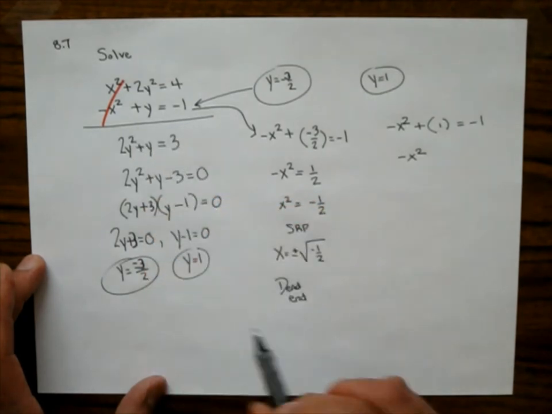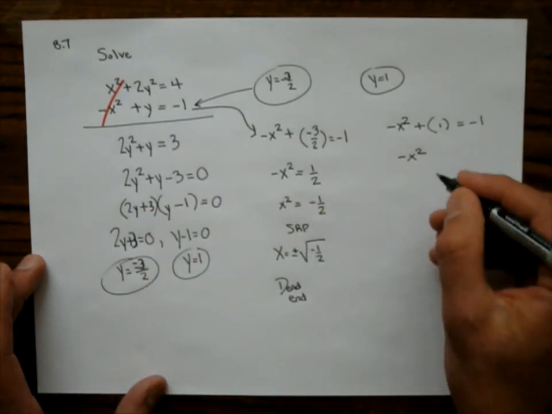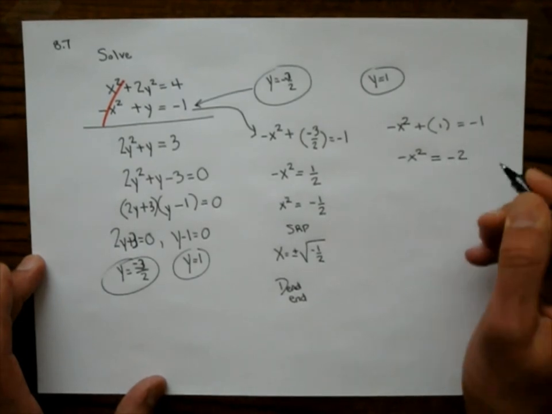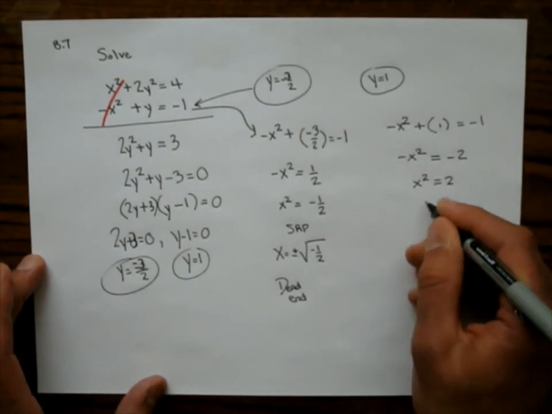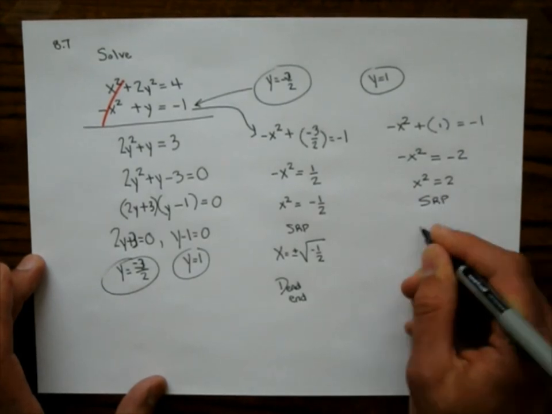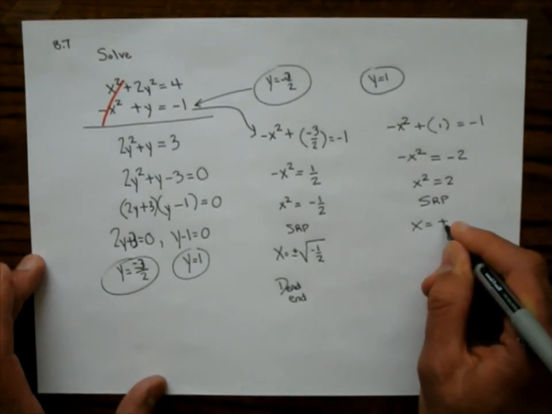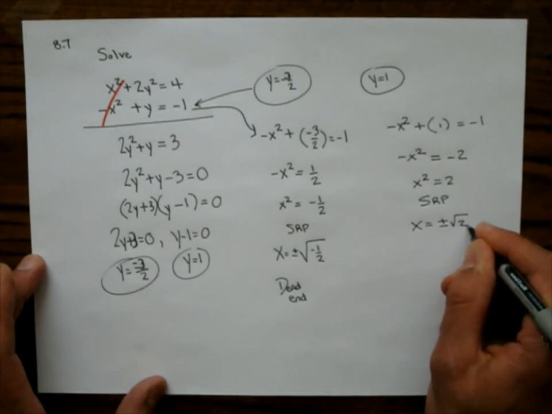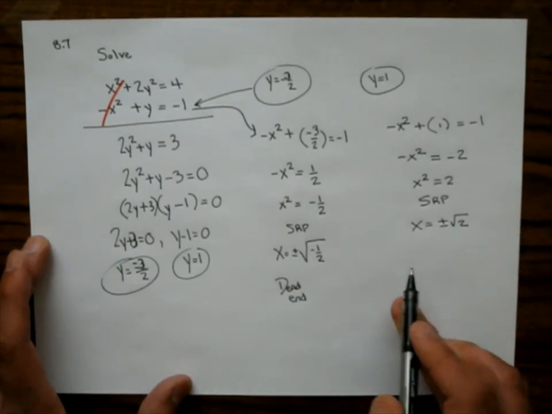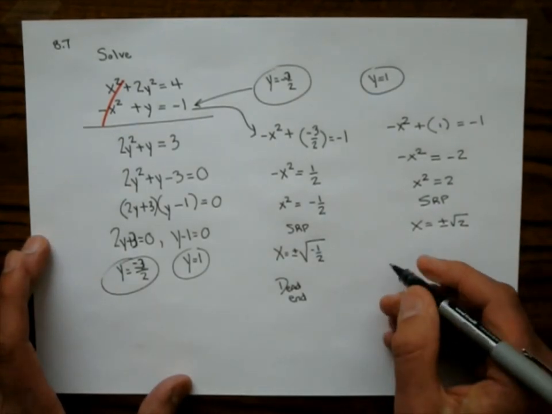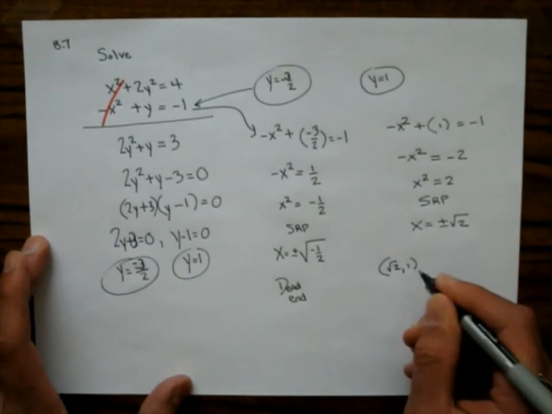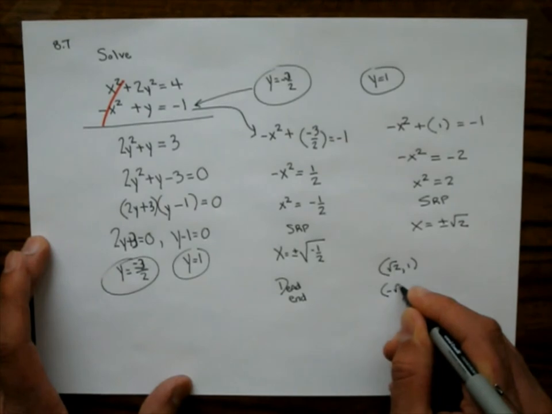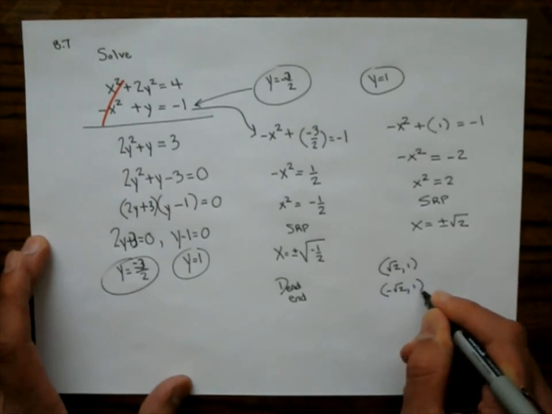And we saw that in lecture. Subtract 1 on both sides. Multiply both sides by negative 1. And use the square root property. We get x equals plus or minus root 2. So this is not a dead end. This one gives me two solutions: root 2, 1, and also negative root 2, 1.